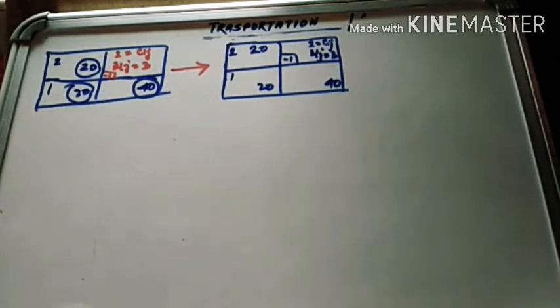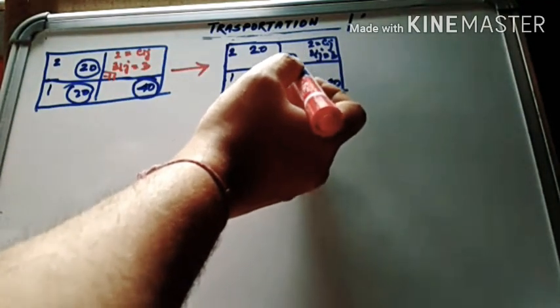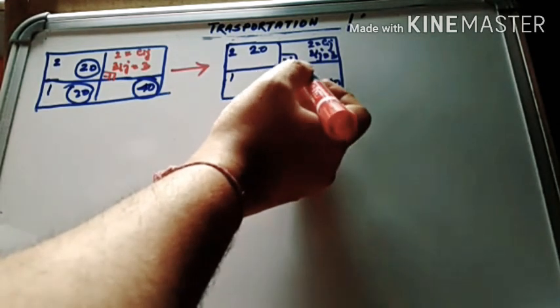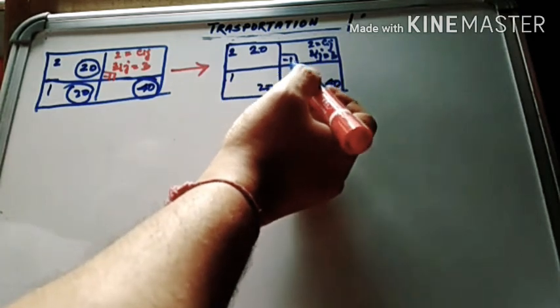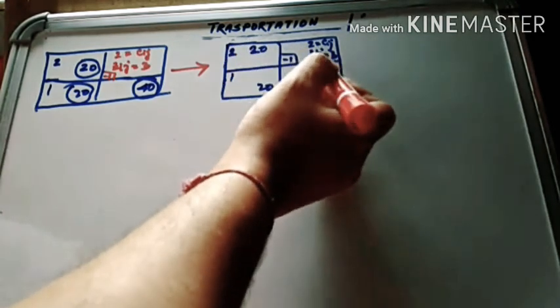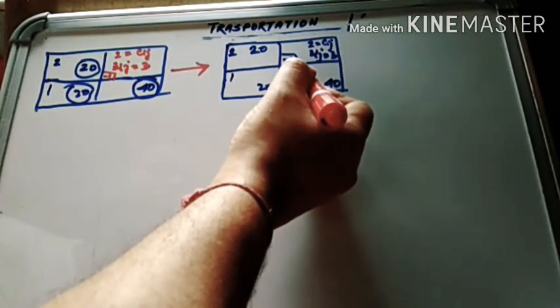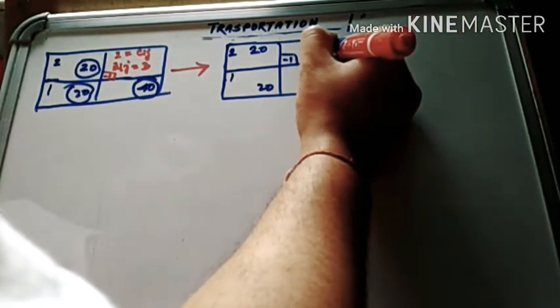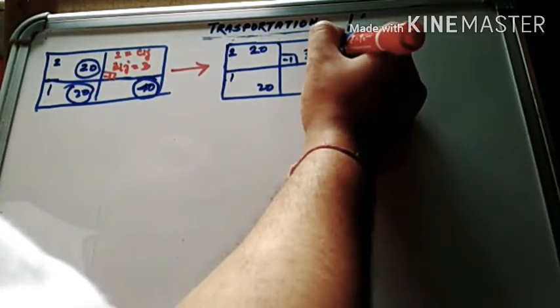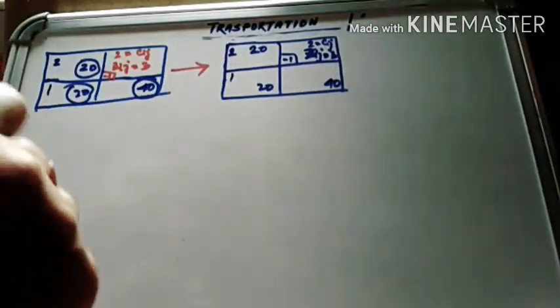How to make a loop? We have to find the most negative cell and start making the loop in a horizontal and vertical manner, and we have to make sure the loop touches every allocated cell. In this case, the most negative cell is this one, because this has the -1 value as Cij minus Zij. So this one is the most negative one, and we will start making the loop from this side.